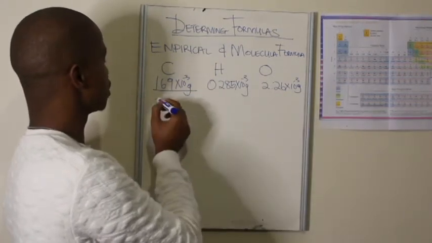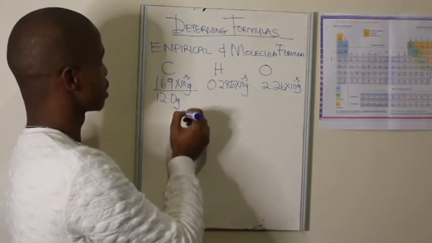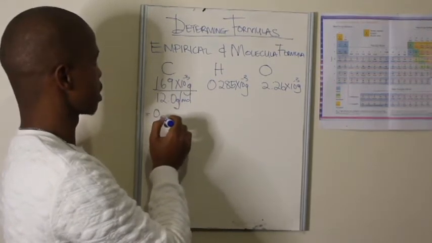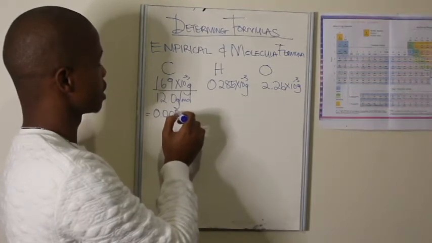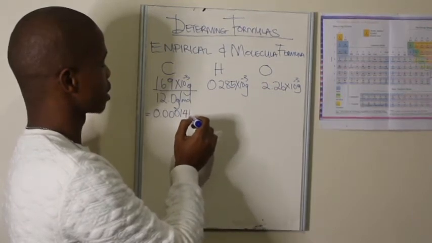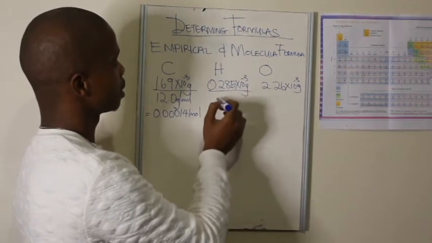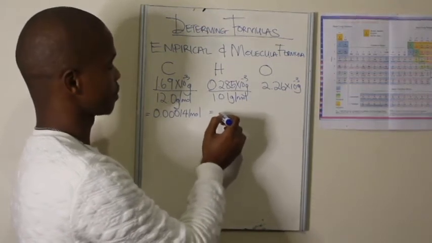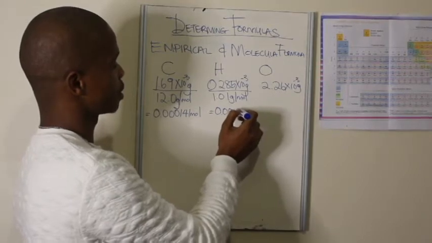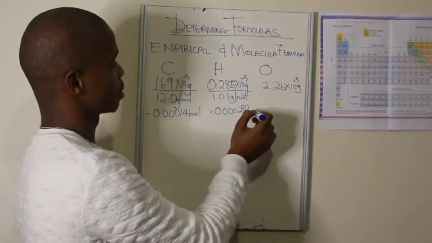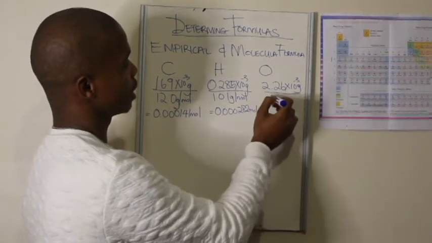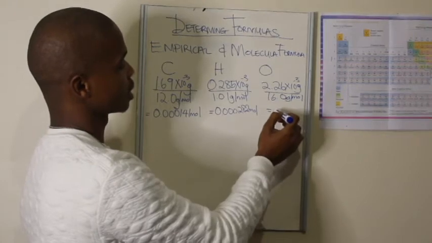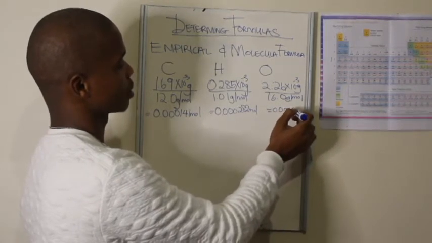So the first step would be to calculate your number of moles, which is divided by 12 grams per mole. And then you would get 0.0000141 mole. Then divide by 1.01 gram per mole. Then you would get 0.000282 mole. Then you divide by 16 gram per mole. Here you would get 0.000141 moles.